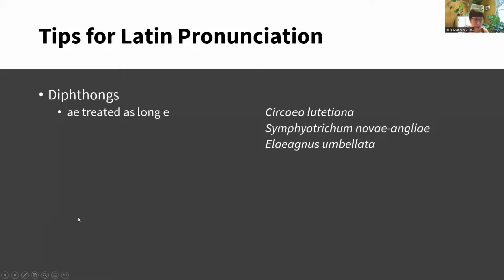We also have double vowels that when said together are pronounced differently than the vowels are said individually. These are called diphthongs. Okay, so when we find those, we're going to pronounce them differently. So when you find an AE together, you're going to treat it as a long E. Okay, so this one always gets me. Give me a second.